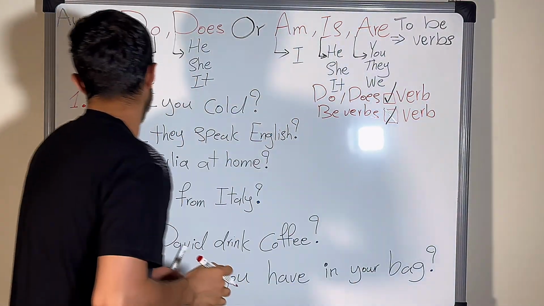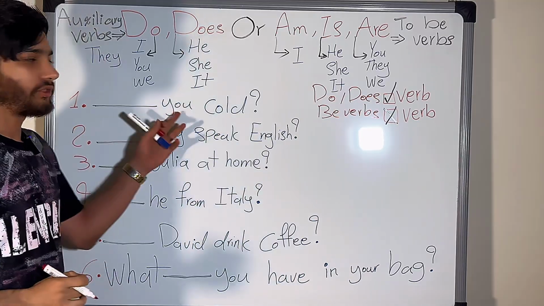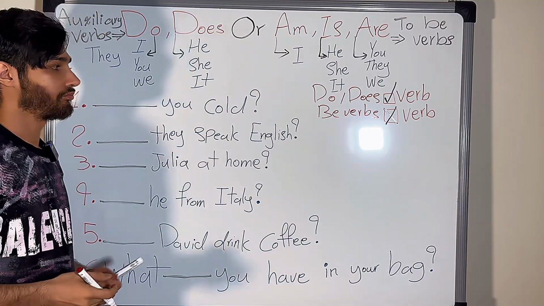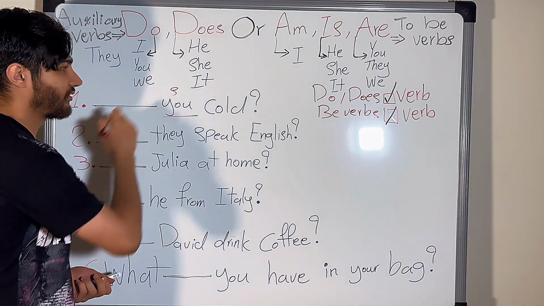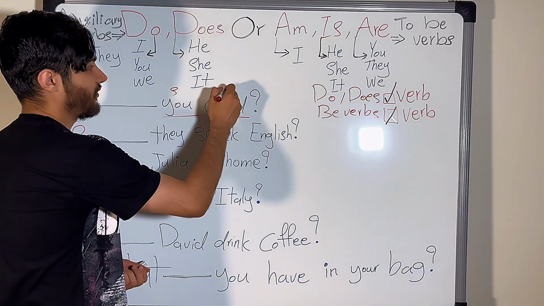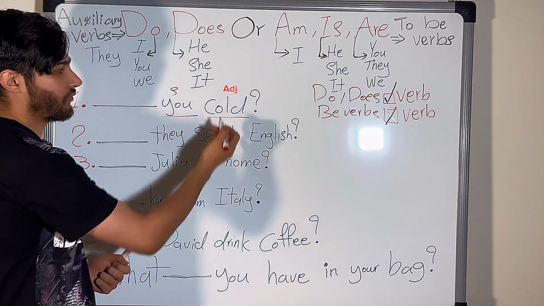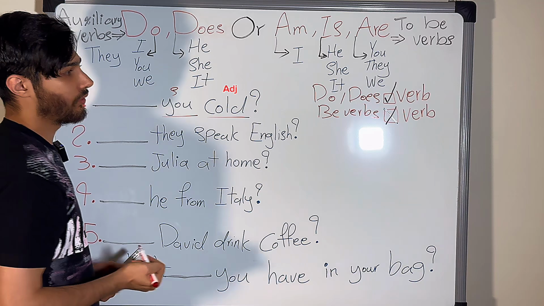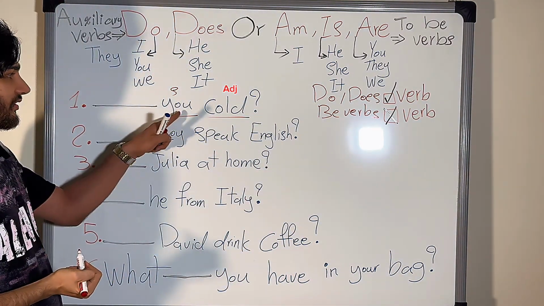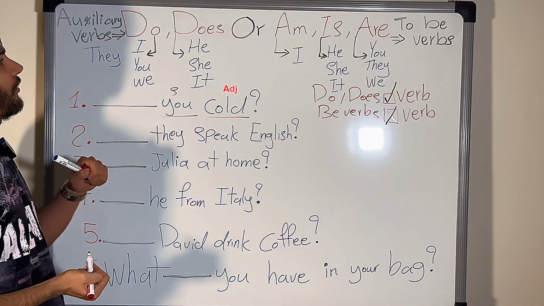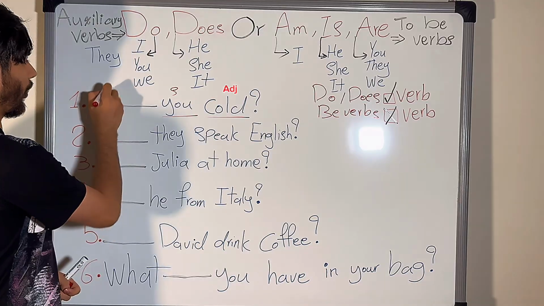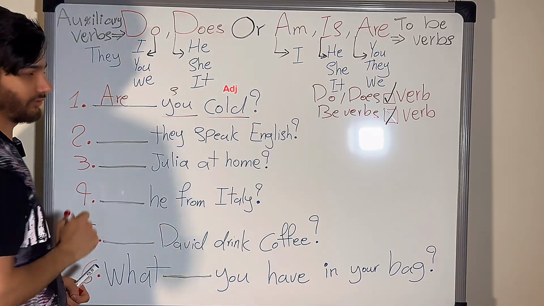Let's see. Number one, you cold. Do I have a verb in this sentence? This is my subject and this is not a verb. That's an adjective. Because cold is not a verb, what should I use? I should use be verbs. And because here I have you, which one can I use? Are. So, are you cold?